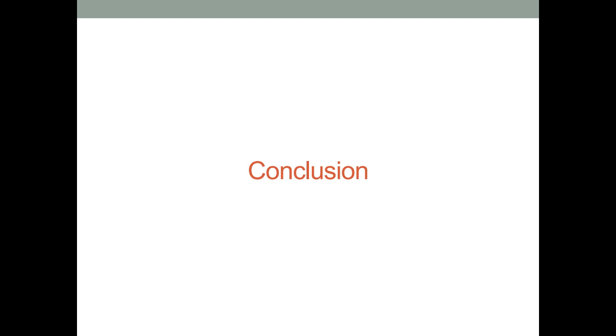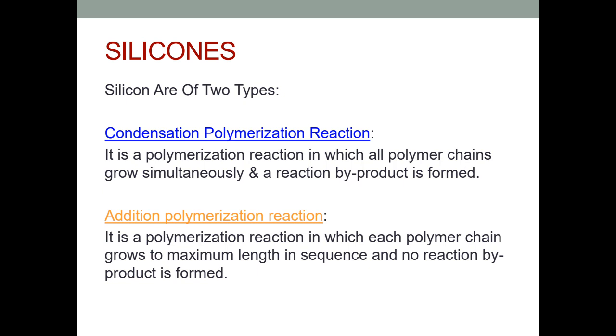So here we end the first lecture, which included polysulfide and polyether. Now we start with the condensation silicones. Silicones are mainly of two types: the condensation silicone and the addition silicone.